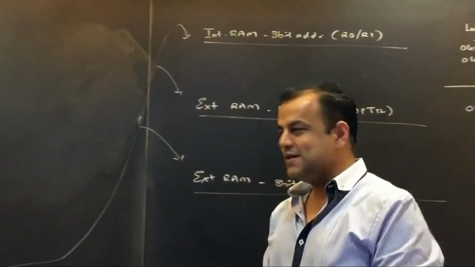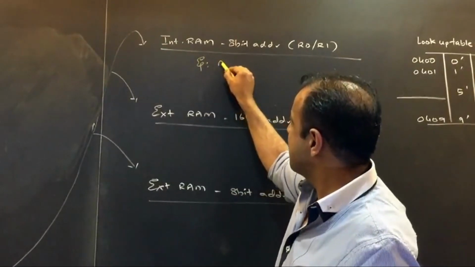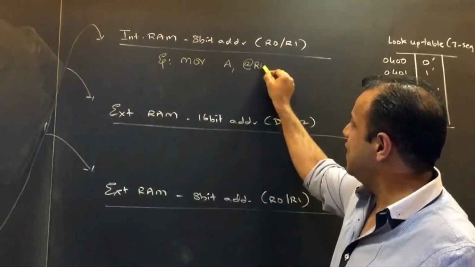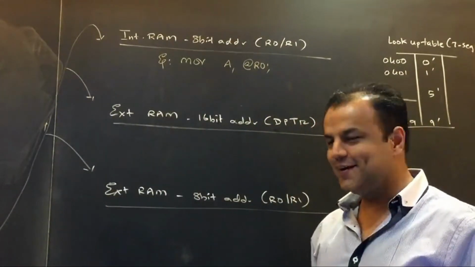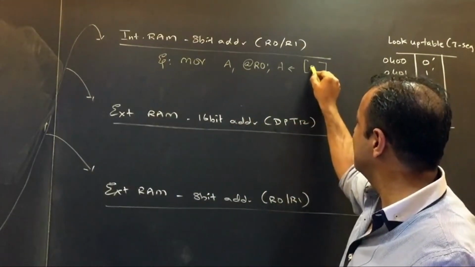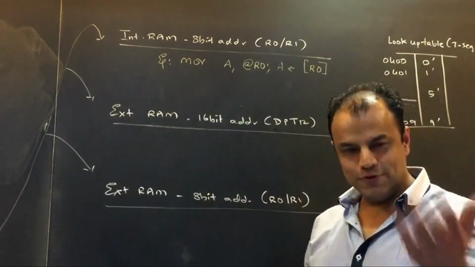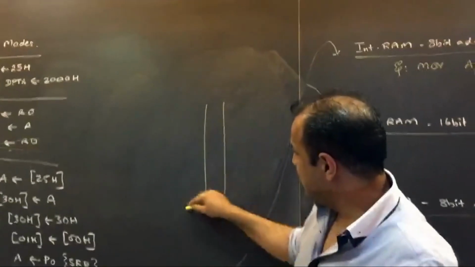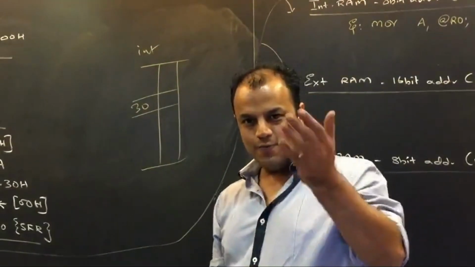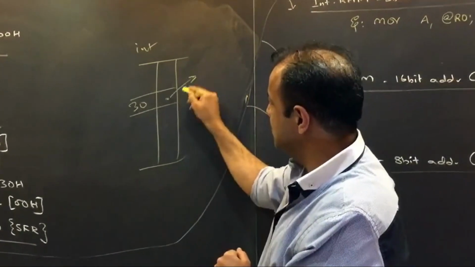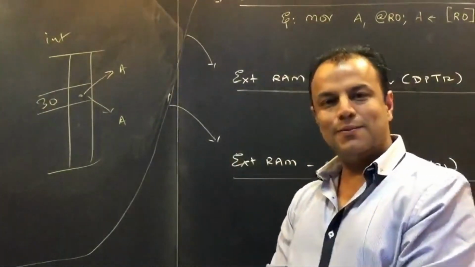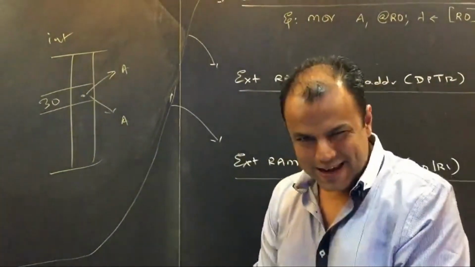Now, let's see the instruction. MOV A, @R0. Who gets what? A gets the contents of the location pointed by R0. Look here. This is your internal RAM. In the internal RAM, this is location 30. I want the data of location 30 to come into a register. Now there are two ways to do it. Either by direct addressing or by indirect addressing.